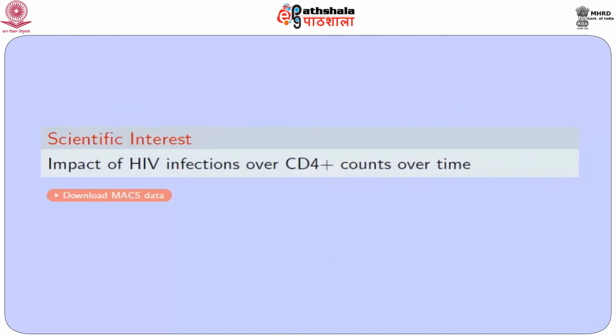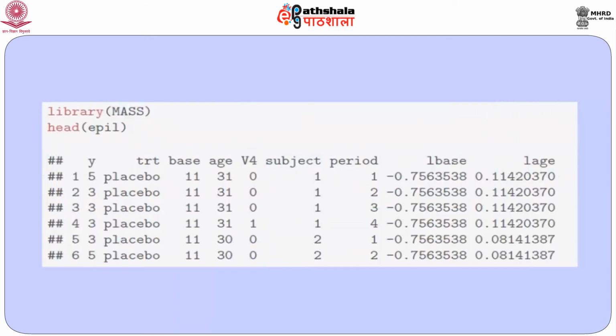Finally, we have the seizure data. The seizure data are the number of seizure counts for 59 epileptic patients who are randomly given a drug called Progabide or a placebo. This data is also available in the R package MASS as epil. To see the data, we can call library(MASS), and then head(epil), which gives the first 5 or 6 rows of the data.